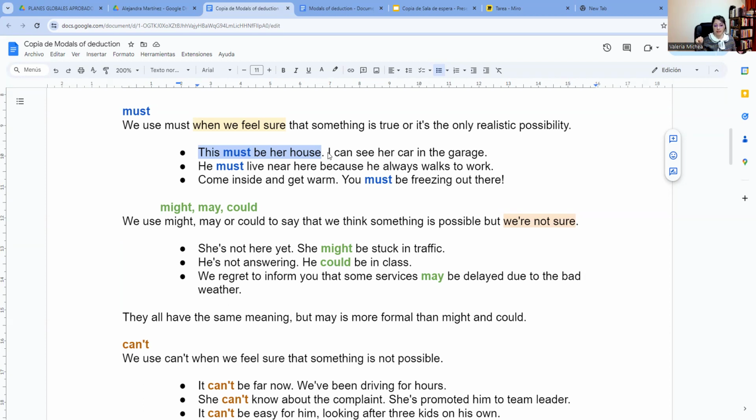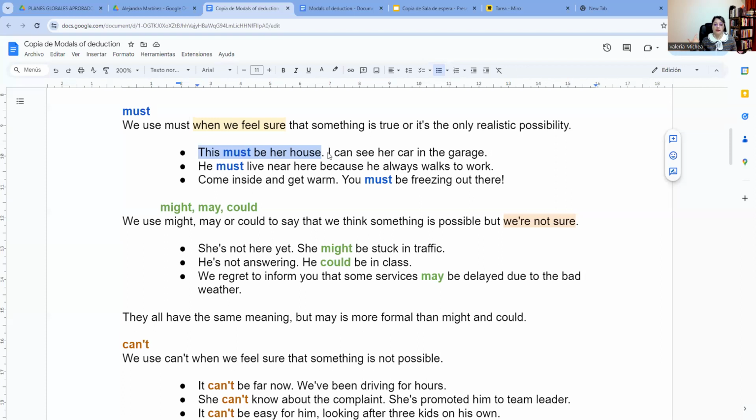Second example, he must live near here because he always walks to work. All right, so again, I am very certain about it, right? So what is my evidence? I always see him walking to work, so that's my evidence. I've seen it. I'm pretty sure.